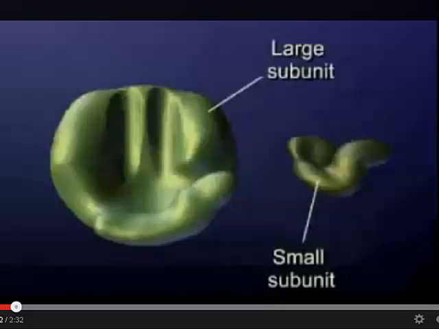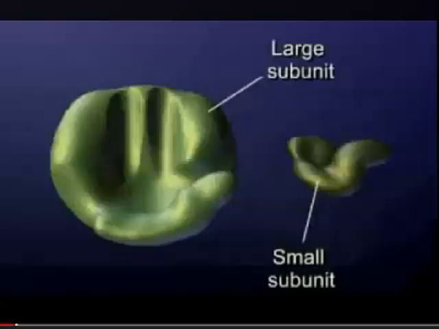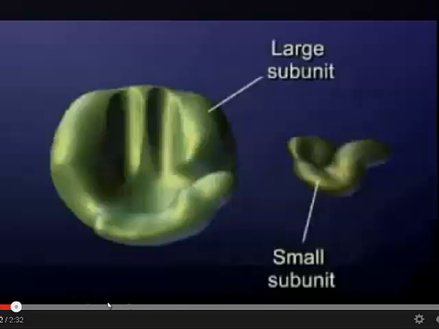And so let's take a look at this animation. This is the one I always use in class to illustrate this process. What we see on the screen then are the two parts of the ribosome that you will recognize, the small subunit and the large subunit.